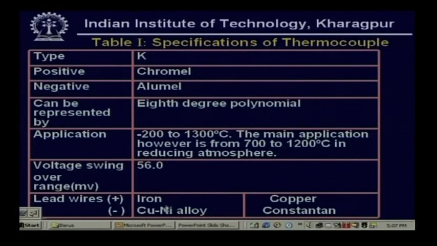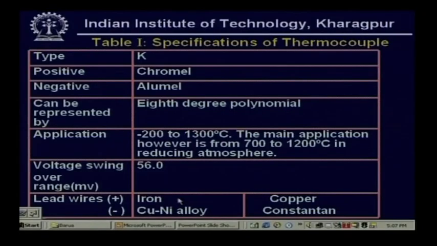Lead wires, as I told you, it is recommended, that means iron copper nickel alloy. You see here, in the lead wires iron should be connected to chromel and copper nickel alloy should be connected to the aluminum, right. Similarly, there are two options: instead of iron copper nickel alloy, you can use copper and constantan, that means copper will be connected to the chromel, and constantan will be connected to the aluminum, right. So for each thermocouple you will find this type of tables or specifications of lead wires have been recommended.